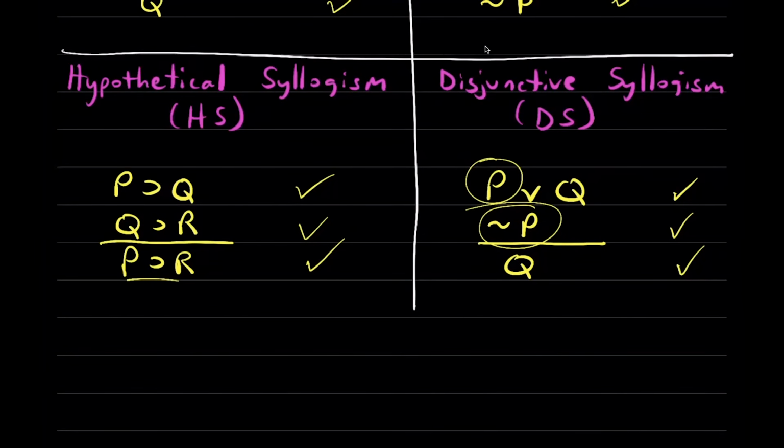And the last argument form, disjunctive syllogism, says either P or Q, but P is false. You know from that that Q has to be true. Again, P or Q could stand for atomic statements, capital letters, or they could stand for compound expressions in brackets.